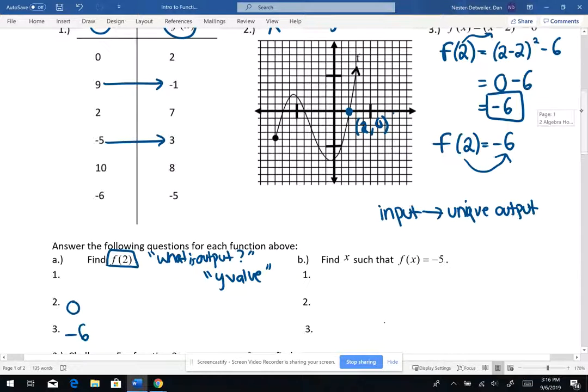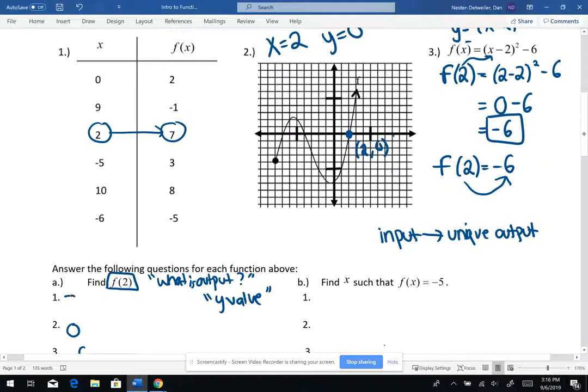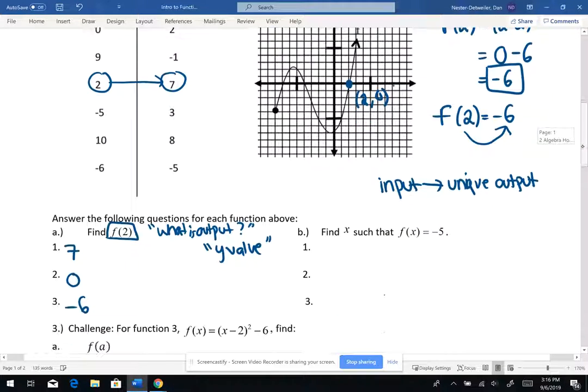The only one I didn't do it for is the table. So let's take a look at this. If the x value is 2, what is the corresponding output or y value? It would be 7. So that's how you would answer that question.